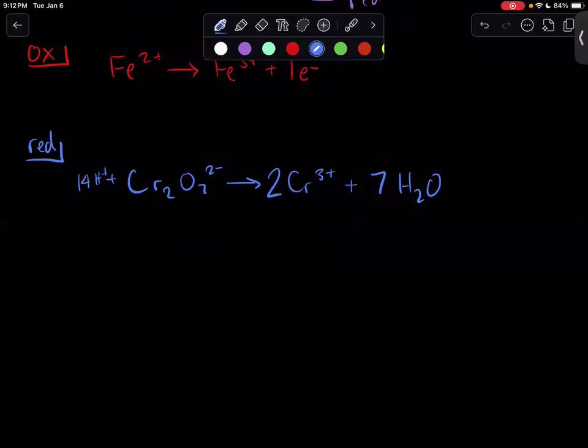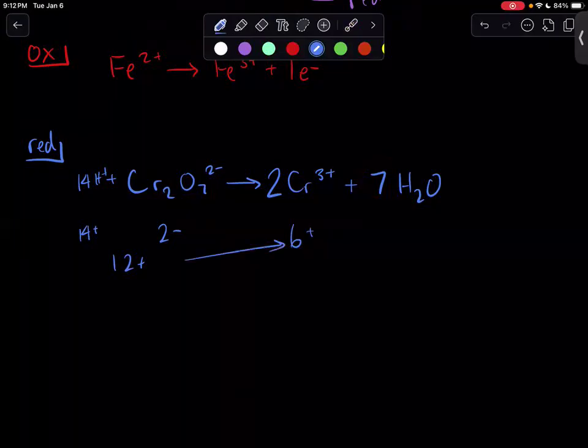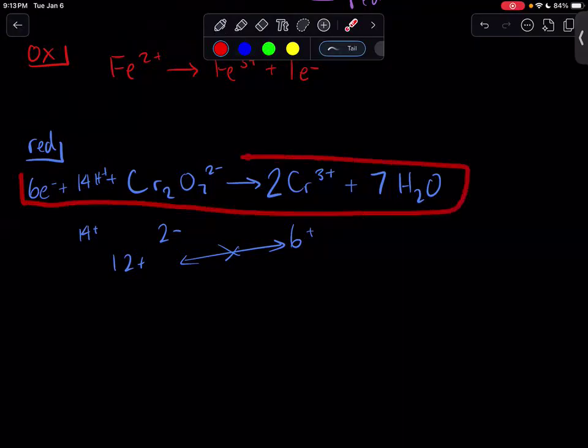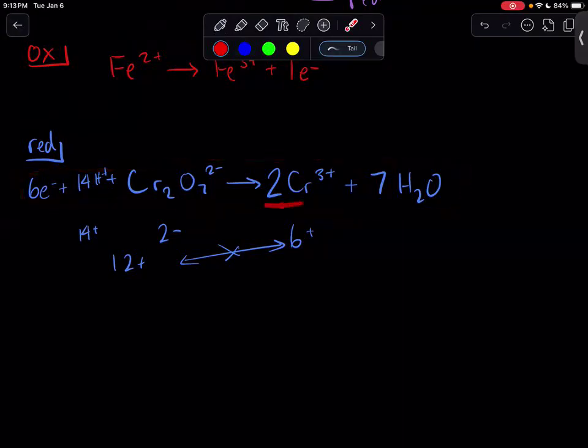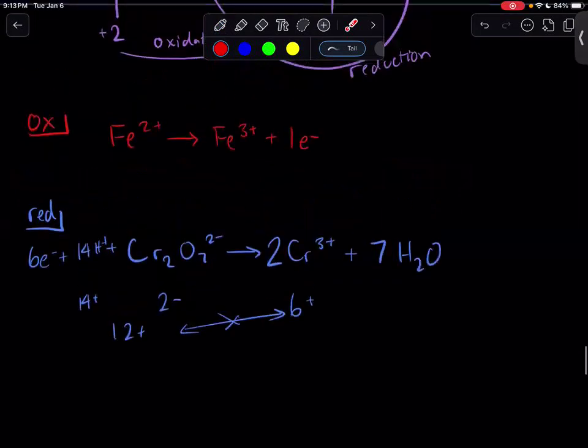The issue is I've not balanced my charge. I have 14+ here and I have 2- here for a total of 12+ charge on my reactant side. I have 2 3+ for a total of 6+ charge on my product side. These are not the same. So I need to somehow balance these out. Well, I can only add electrons. So I'm going to add 6 electrons to my reactant side. And this is now my reduction half reaction. 6 electrons plus 14 hydrogen ions plus dichromate gives 2 chromium 3+ plus 7 H2O.